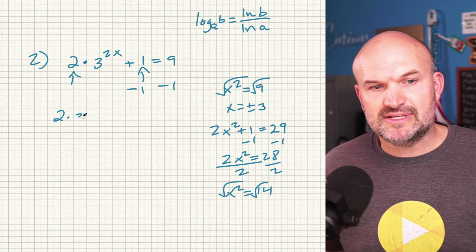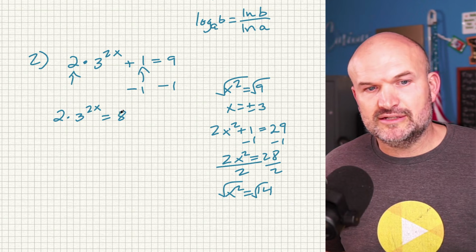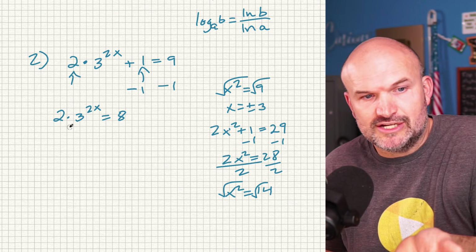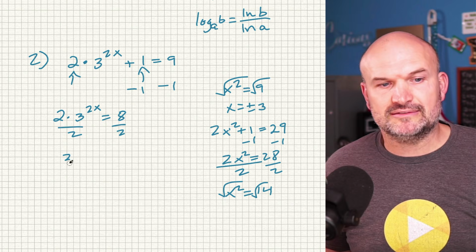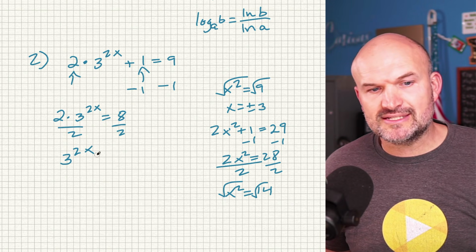So I get 2 times 3 to the 2x is equal to 8. Now, got to undo that multiplication, right? So I'm going to divide by 2 on both sides. And I get 3 to the 2x is equal to 4.